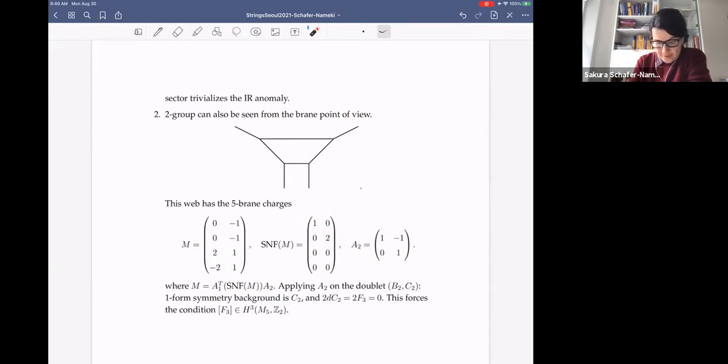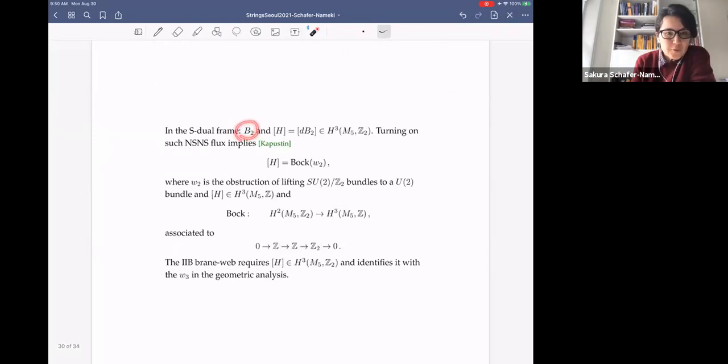Now, thinking of this A2 and applying it to the background fields for the one-form symmetry, these are now B2 and C2 in the type IIB theory. These have to be such that, if C2 is the background, then two times dC2 has to be trivial. So in fact F3 has to be valued in H3 of the five-manifold with Z2 coefficients. Similarly, you could formulate this in the S-dual frame, where B2 is the background for the one-form symmetry, and then H, which is dB2, is an element in the third cohomology with Z2 coefficients.